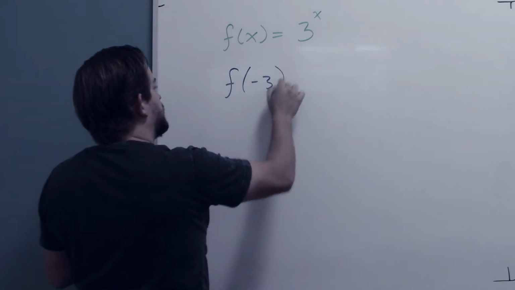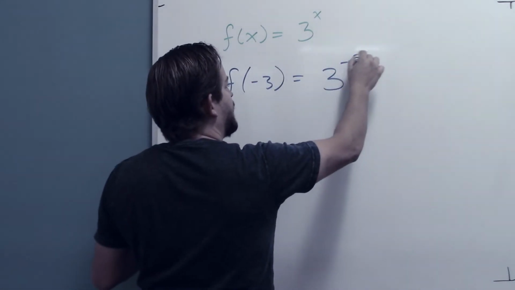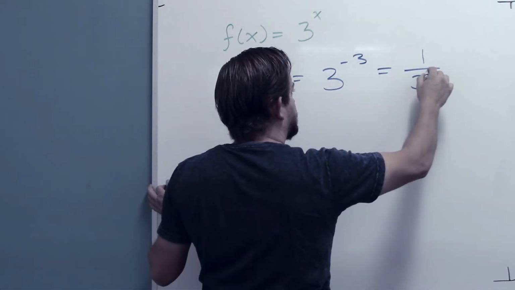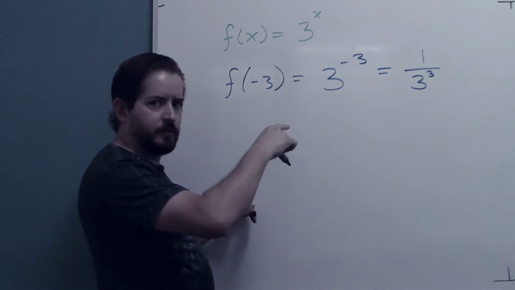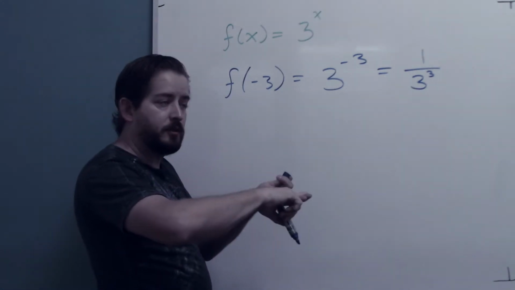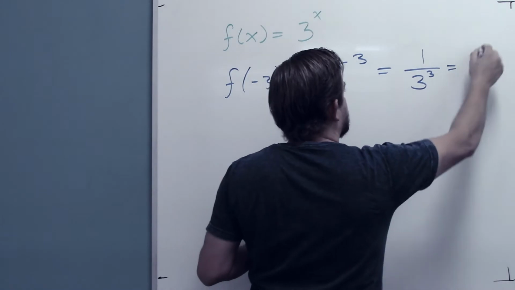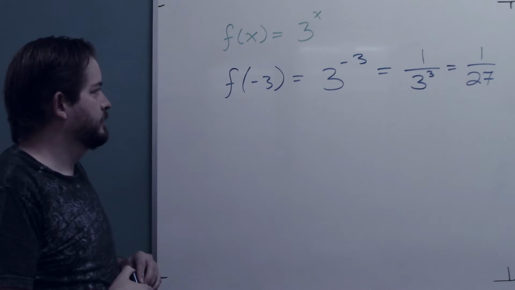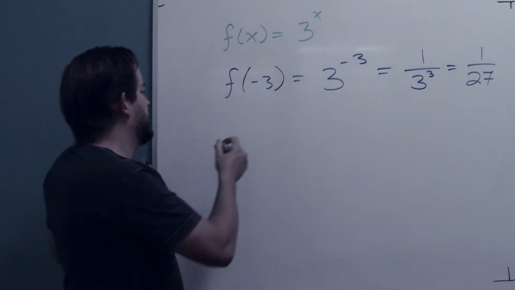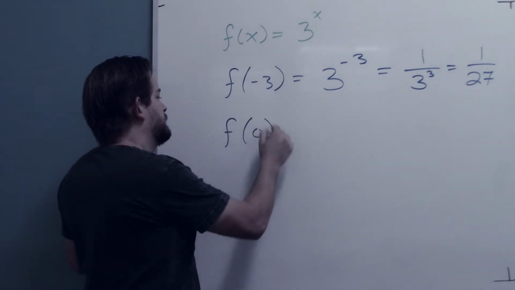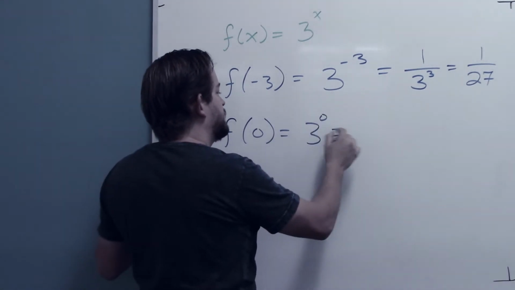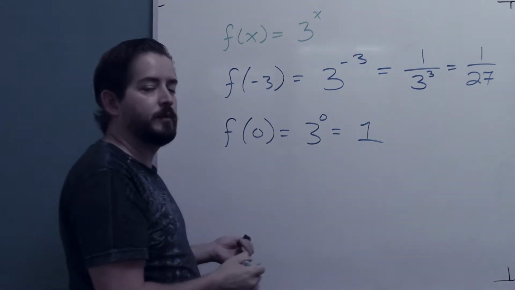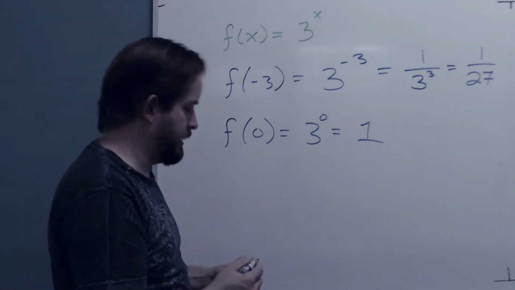f of negative 3 would be now 3 raised to the negative 3. But again, I'm just going to take that and put it in the denominator. 1 over 3 to the positive 3 now. The 3 to the 3rd is 3 times 3, which is 9, times the 3rd 3 gives you 27. And so I have 1 over 27. And of course, remember that f of 0 is 3 to the 0. That's 1. Anything raised to the 0 that's not 0 itself is going to be 1, right? So remember that.